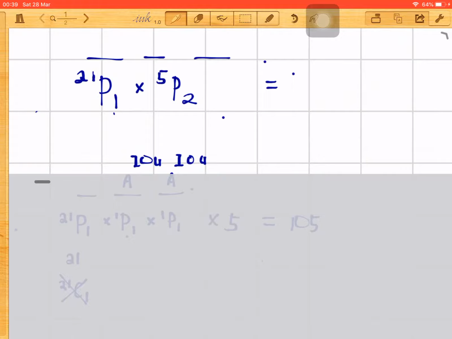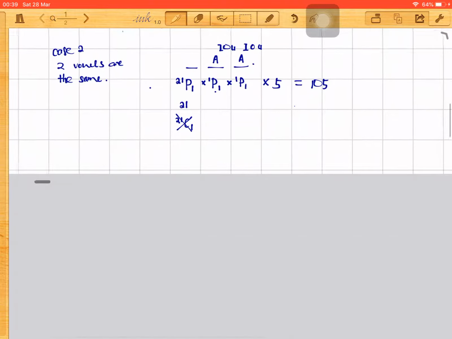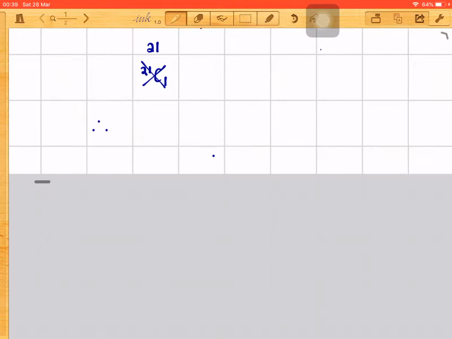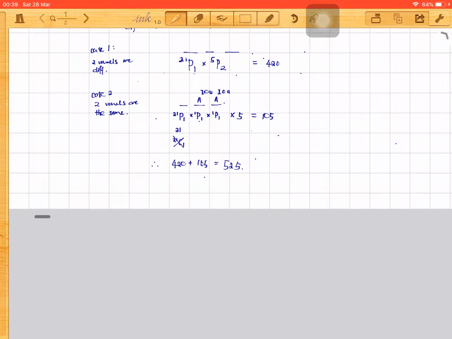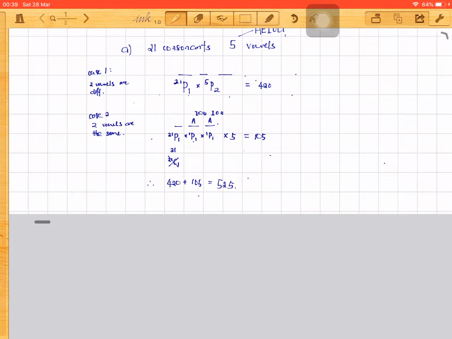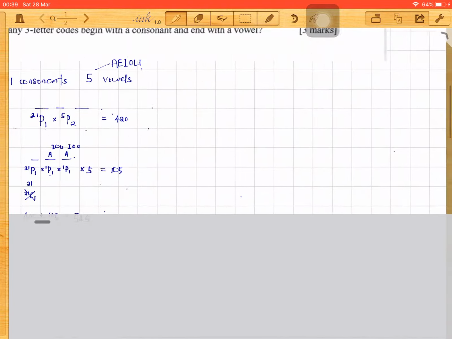The answer for the above is 420. Therefore, the final answer is 420 plus 105, and you get 525. That's how you do it for part A. Let's go on to part B.